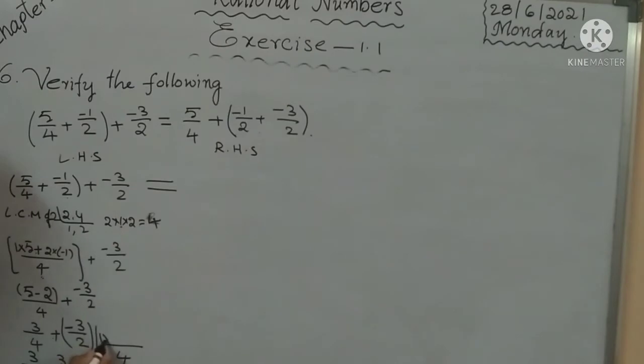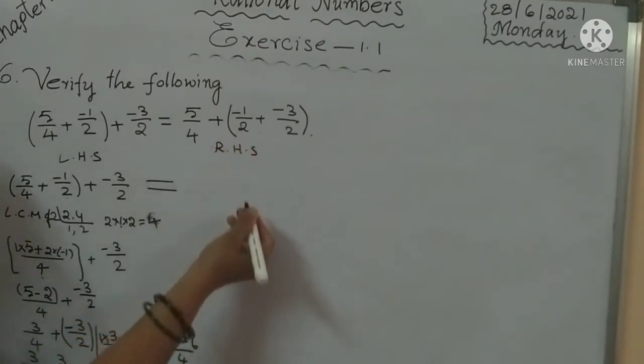LCM is 4. 4 how many times is possible? 1 time. 1 into 3, minus 2 times possible, 2 into 3. So here 3 ones are 3, minus 2 3s are 6, by 4. Finally, 3 minus 6 means 6 minus 3 is 3, so 3 minus 6 means minus 3 by 4.